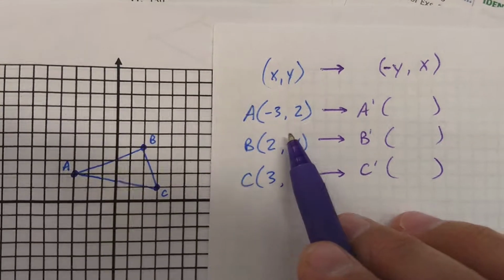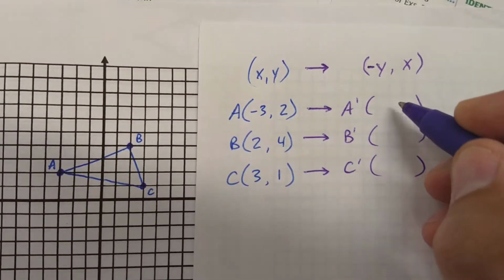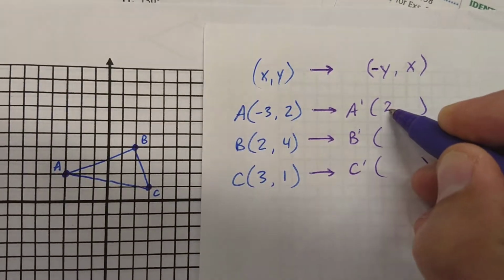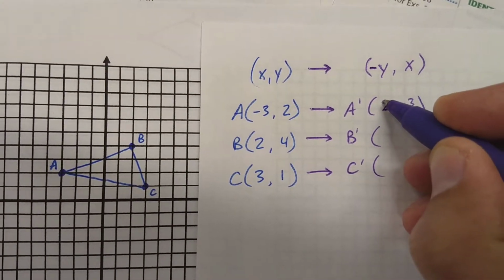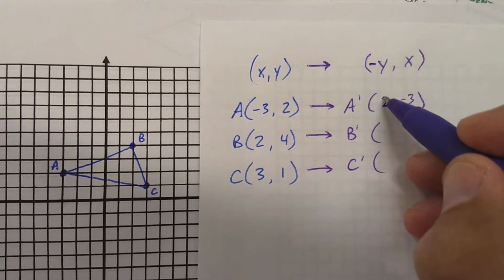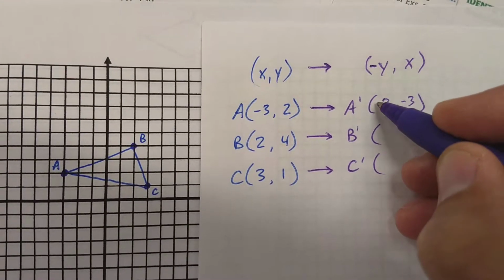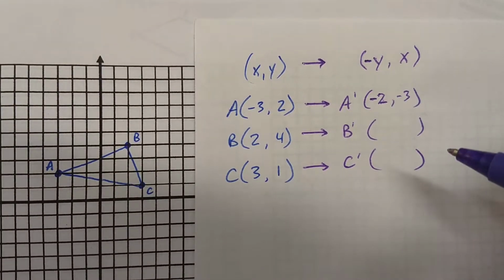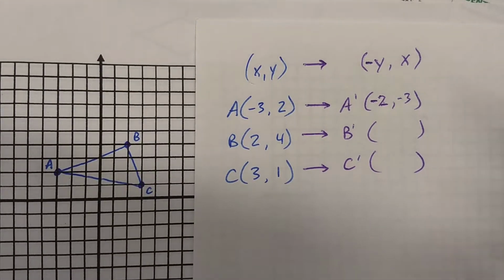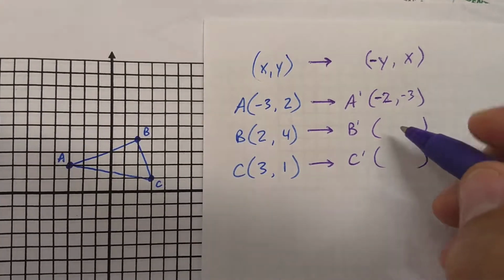Okay, so in this case, we've got -3, 2. Let's flip them around. The 2 will come first, the -3 will come second, but now I've got to change this one. Instead of it being positive, I'm going to make it negative. That's my new prime A coordinate.